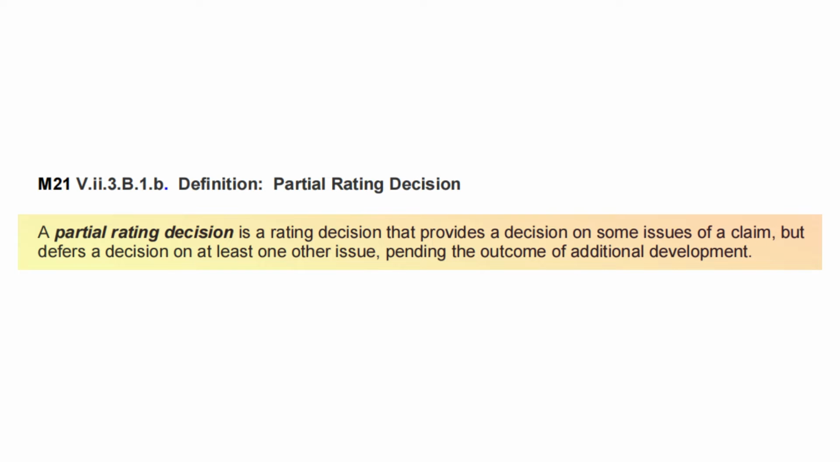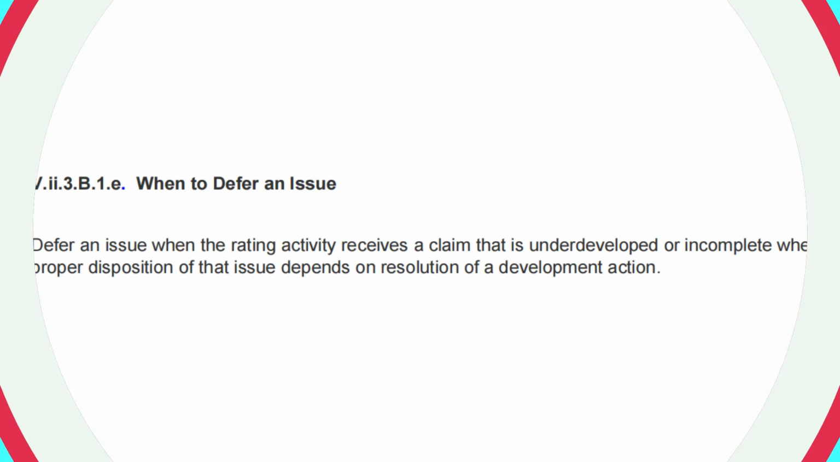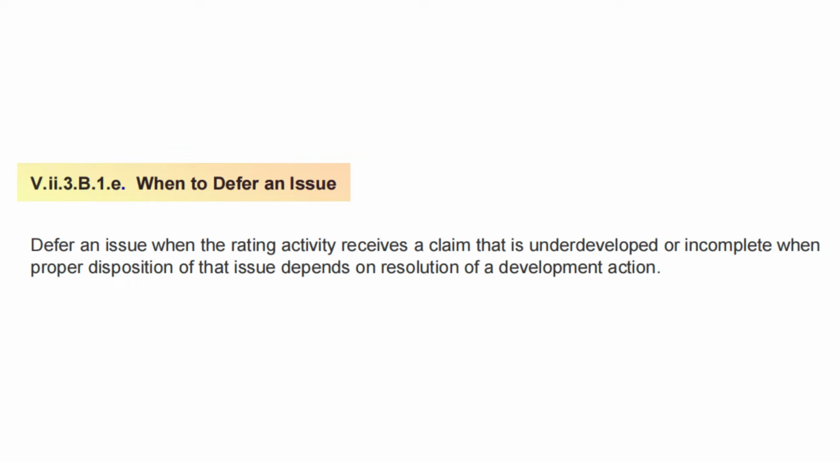A lot of times, VA adjudicators, they don't spell it out for the veteran, and the veteran is still confused on, hey, why is this issue deferred, okay? So moving on, slide number 2. Here in slide number 2, this M21 explains to the adjudicator when to defer an issue, okay? And it states, deferred issue when the rating activity receives a claim that is under development or incomplete. 2 key words, under development or incomplete, when proper disposition of that issue depends on resolution of a development action.